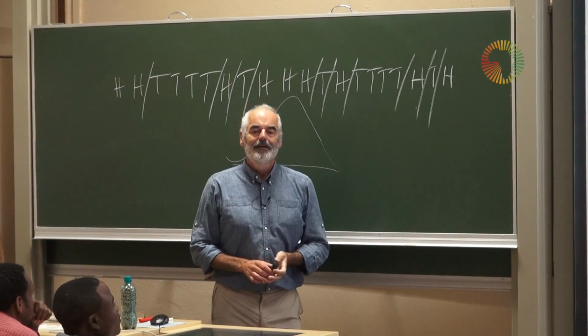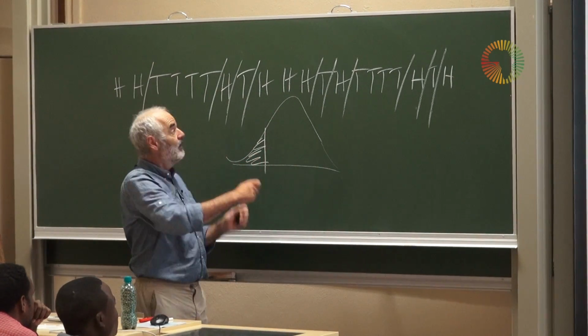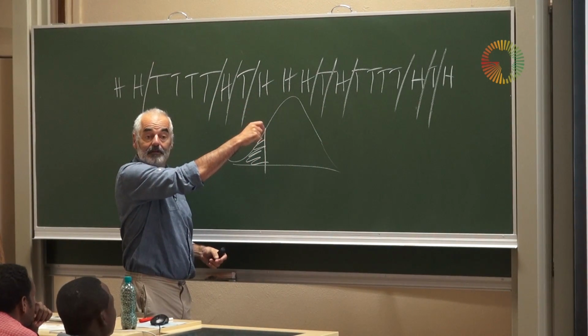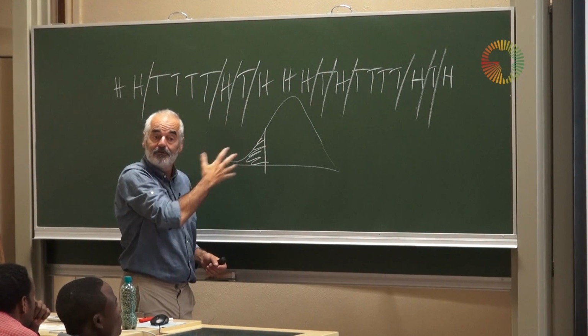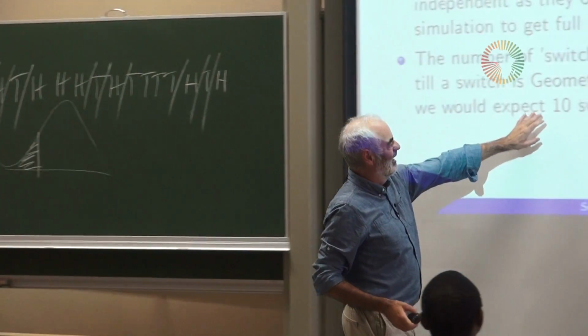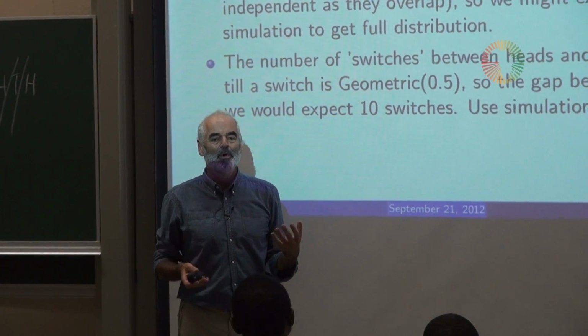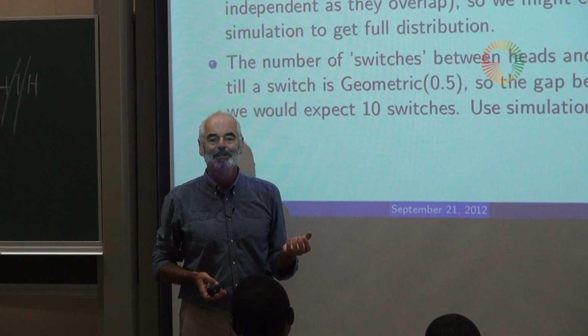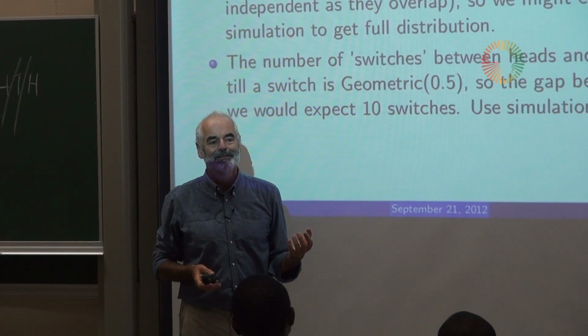Now why, when people make up a sequence, do they put too many switches in? They put too many 1s and 2s, so there are too many switches. Now the intuition there, 10 switches: have people got a feel of why there might be 10 switches? Can anyone explain why 10 switches sounds reasonable?